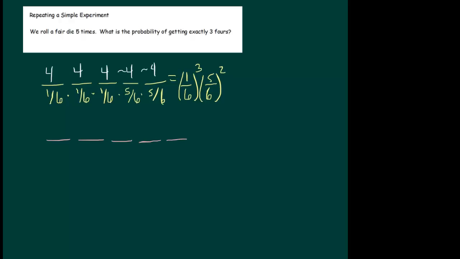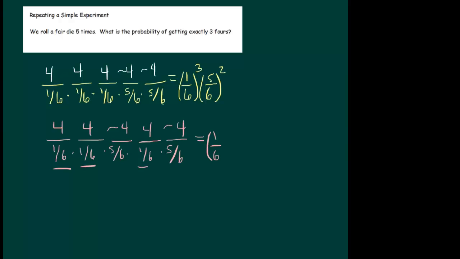You could get, for instance, a 4, then a 4, then a non-4 on the third roll, and then a 4, and then a non-4. You could do that, and in this case, you'd get 1/6 for the first roll, times 1/6 for the second, times 5/6, times 1/6, times 5/6. And again, when you multiply these all out, there's three 1/6s here, so it's 1/6 cubed, times 5/6 squared. So here's one way we could get it, and here's another.